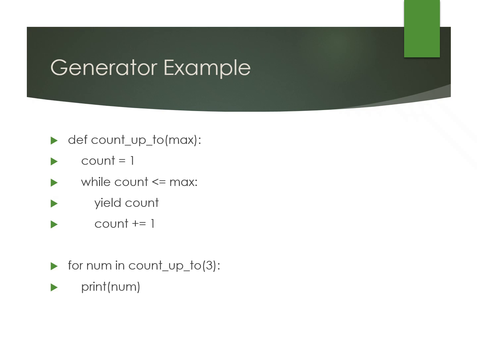Slide 6. Generator example. In this example, we define a function that counts up to a maximum number. Each time the yield statement is reached, the current value is returned and the function pauses. When called again, it resumes from where it left off. This allows us to iterate through a series of values one by one.